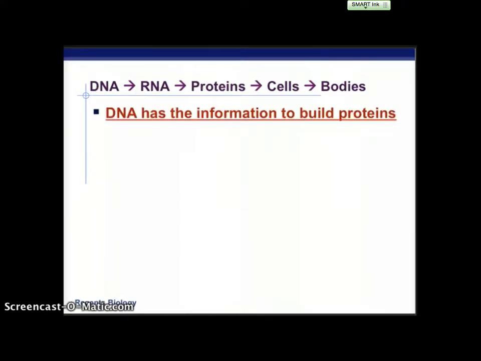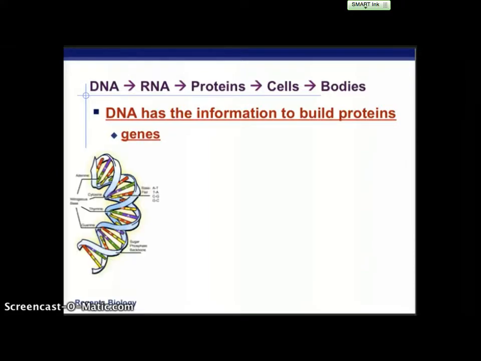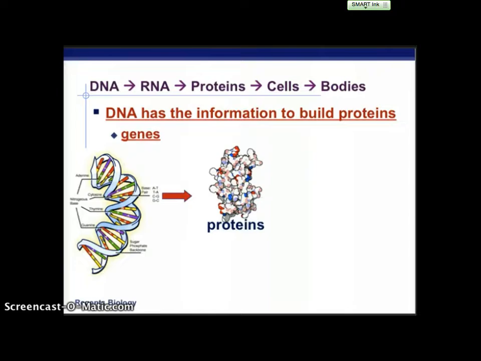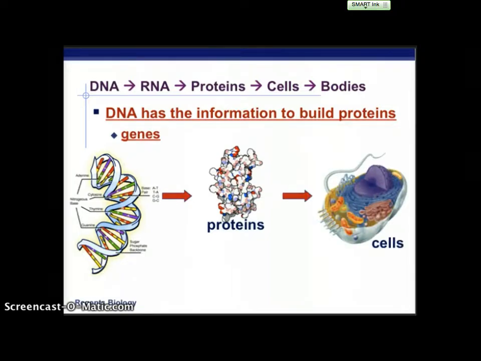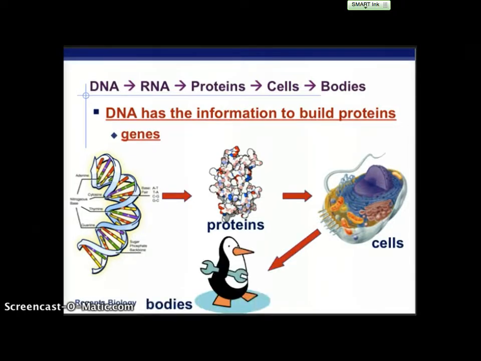DNA is going to have the information to build proteins. That's how it works. We call these genes. So genes are basically pieces of DNA that encode for a protein. So here we have a piece of DNA. It then encodes for a protein and allows us to make our cells. And from our cells, we can have multicellular organs to make the body. And of course, DNA gets all the glory, but it's really the proteins that are doing all the work.